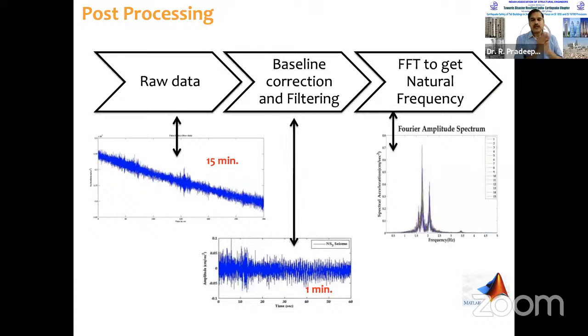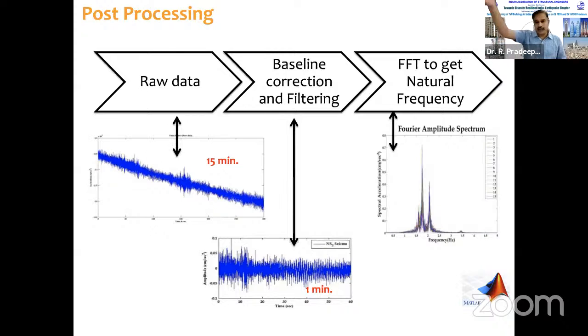What is the post processing after collecting the data? So this is how the first one, this is a raw data. So you can see long period waves are present in this one. And then for that, we need to do baseline correction. So this is something like noise kind of thing.